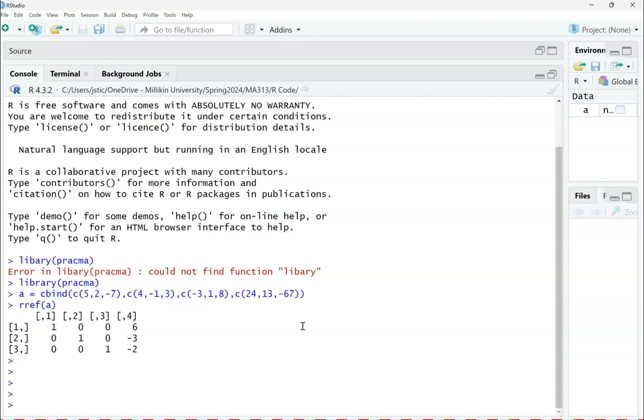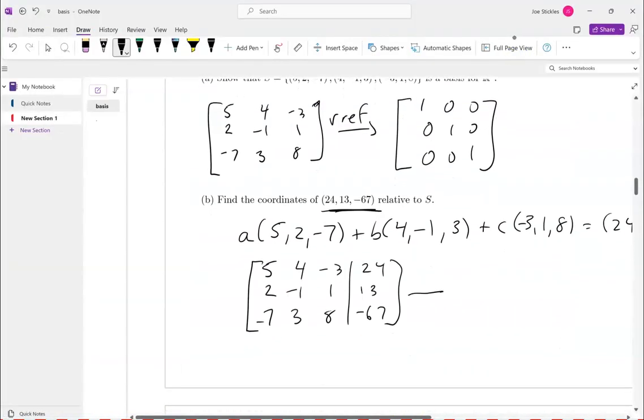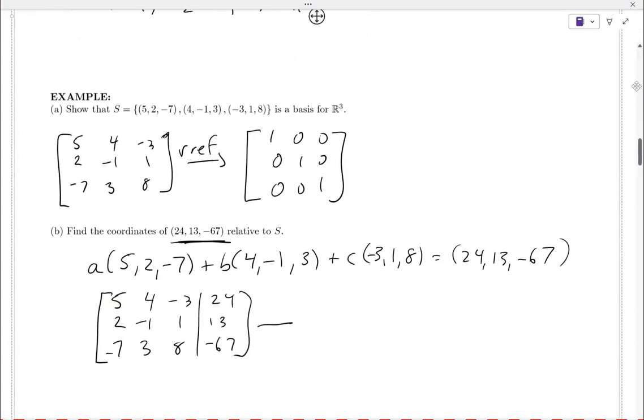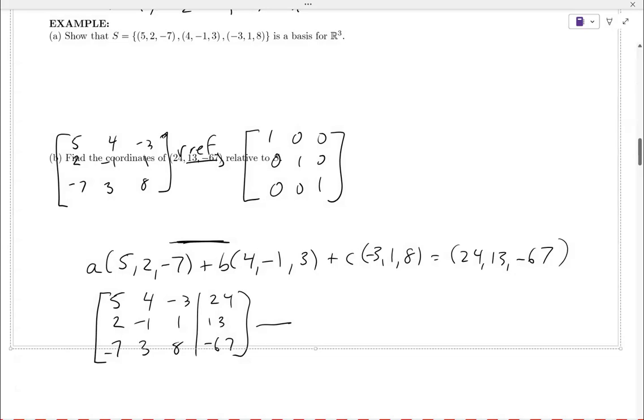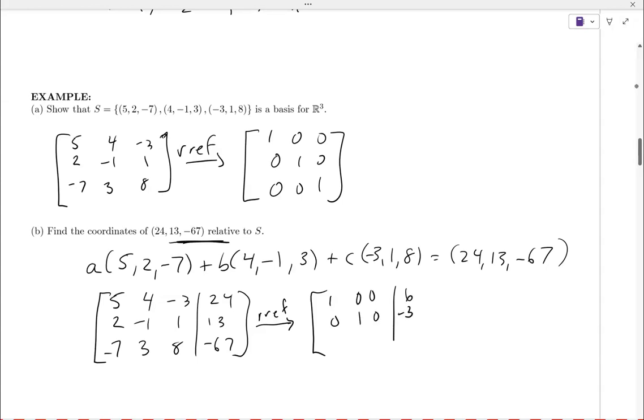Okay. So typically the way we write that, if I go back over here, I say 6, negative 3, negative 2. So we have 1, 0, 0, 6, 0, 1, 0, negative 3, 0, 0, 1, negative 2. That's what we got when we row reduced, right?